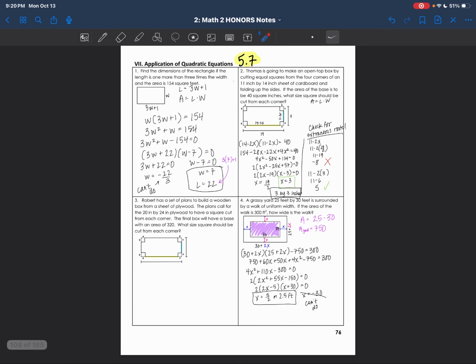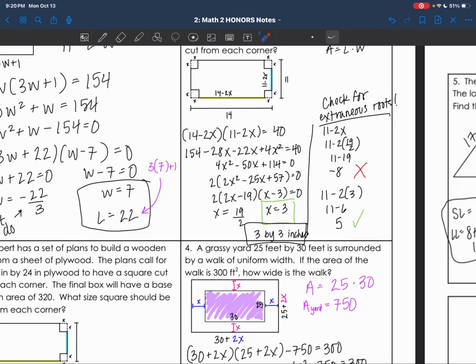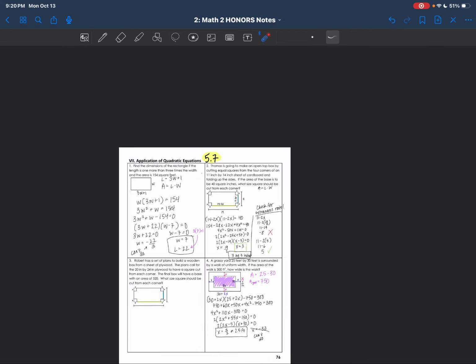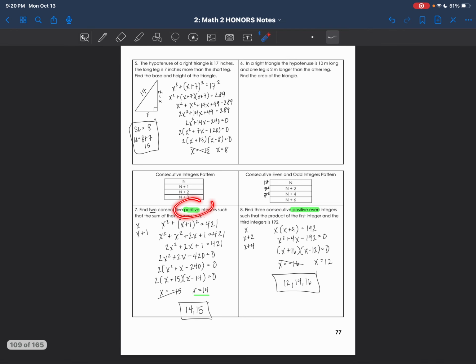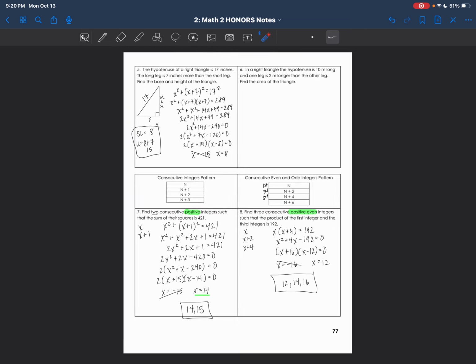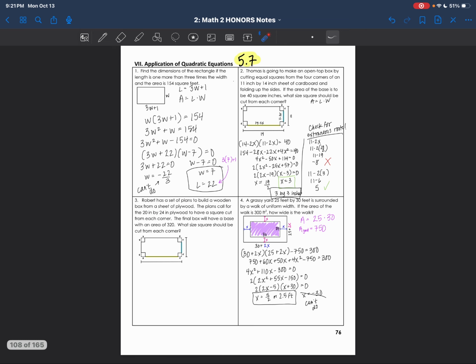Alright, so that is just the application of quadratic equations. Remember to draw pictures if it helps, and make sure you're answering the questions being asked, and make sure you check for extraneous roots, or make sure you're following directions so that you're putting in the correct information for the final answer.